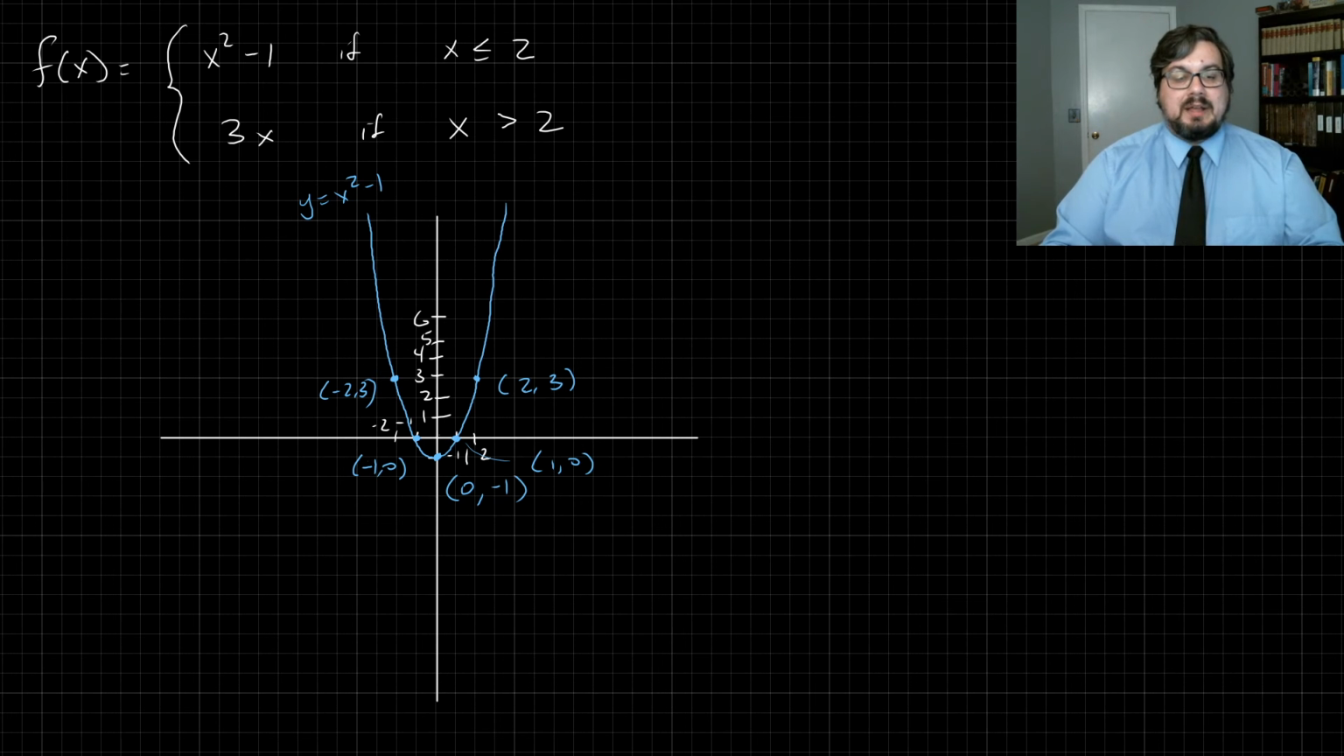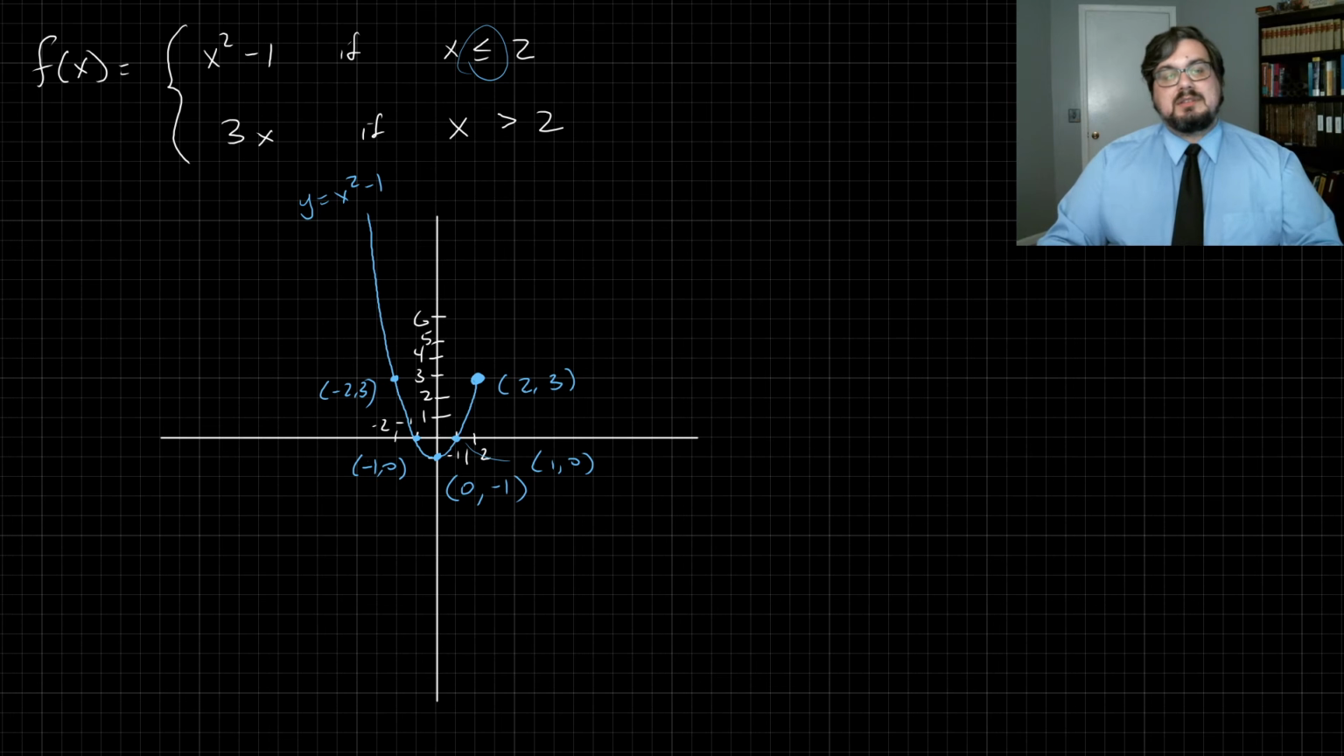That means when we're looking at x values that lie at 2 or to the left of 2 on the x-axis. So that means that we can erase all of these points, and then we can put a nice solid point here at the point 2, 3. We know it's solid because of the less than or equal to that is in the definition here.